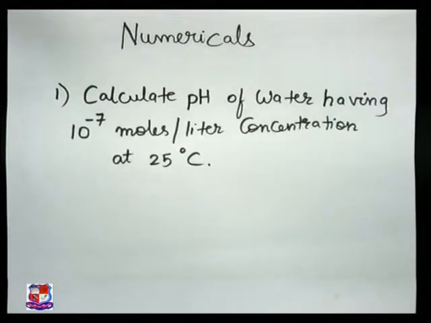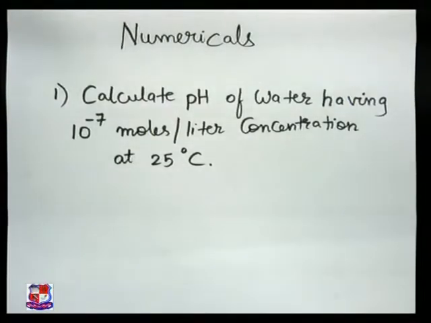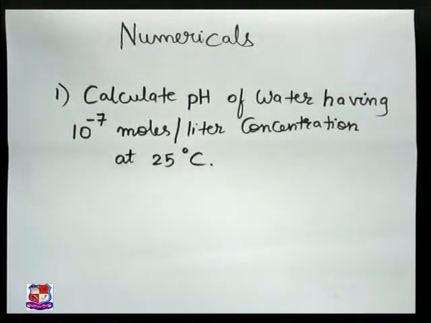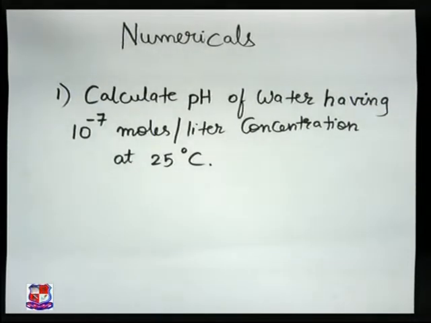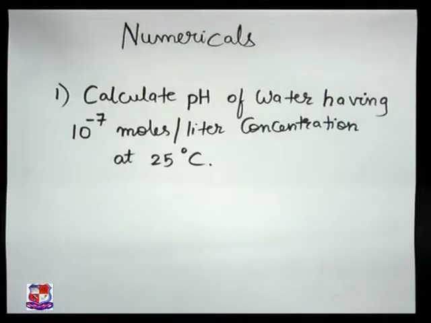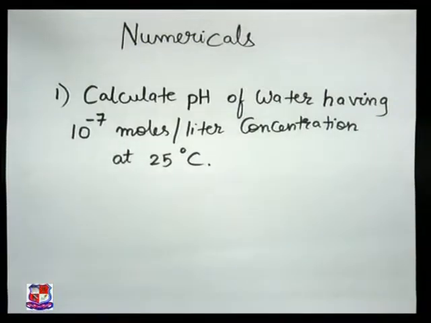I am putting one example here. We'll try to solve: calculate the pH of the water having 10 to the power minus 7 moles per liter concentration at 25 degrees Celsius. Now I am finding out the solution to this numerical. What is our formula? Let us try to recall the formula first.